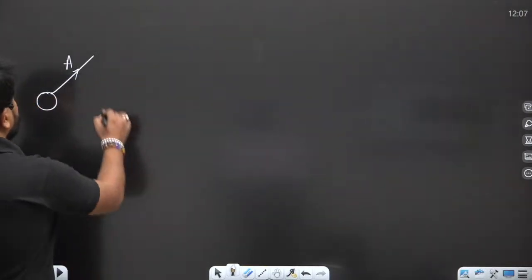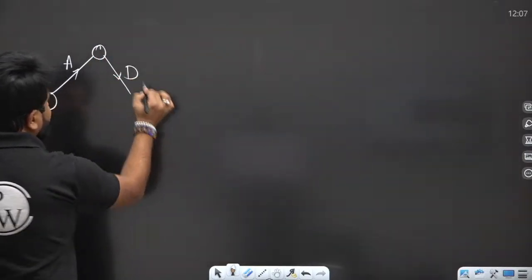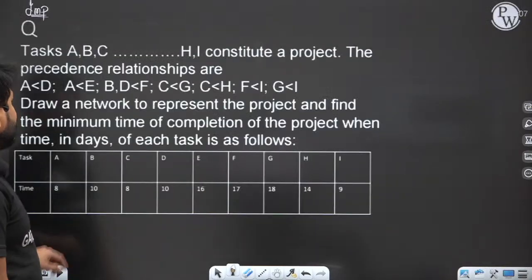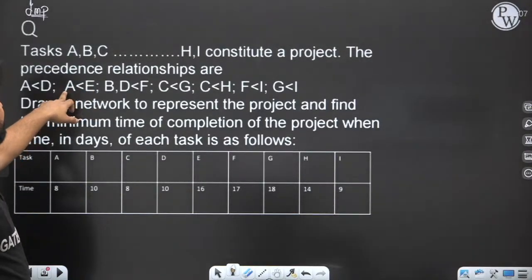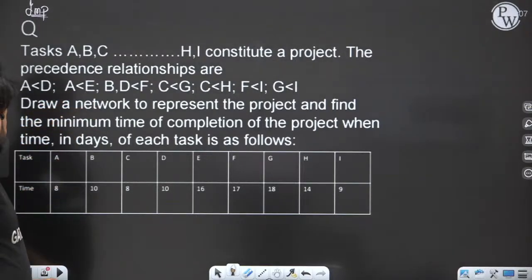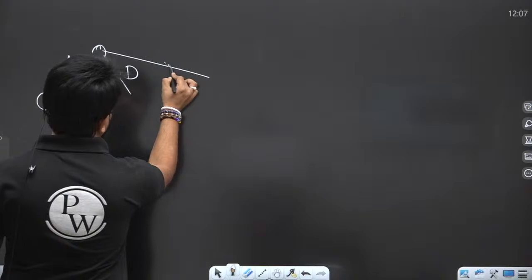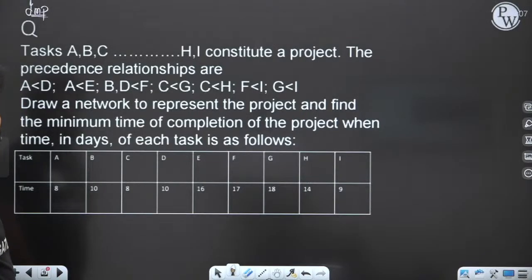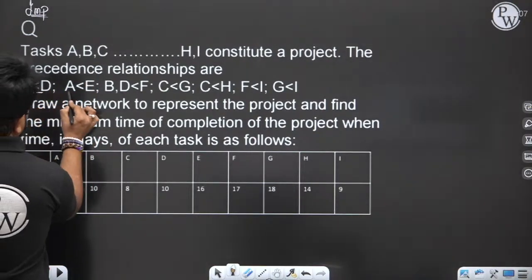So my dear, this is activity D. Why have I written it there? Because he says A is less than E, so A is a preceding activity of E. So here E will come into the picture. Now see here, A is less than D and A is less than E. Those two are clear now.